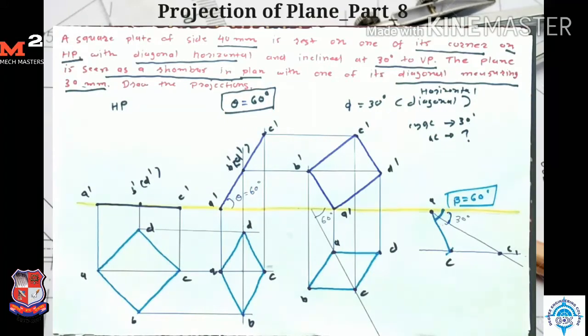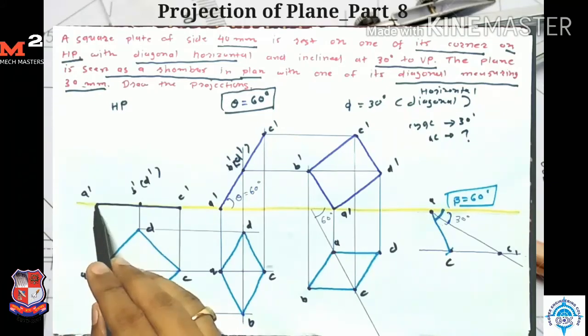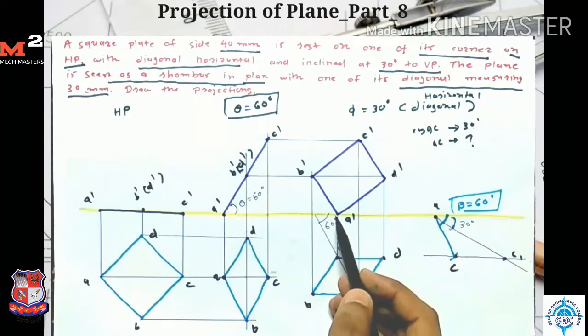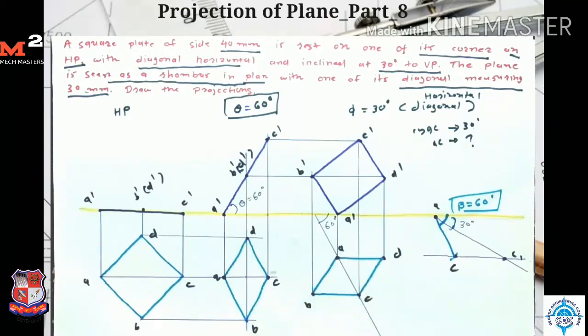Before ending, I just check that the plane is resting on a corner. So I check whether the point A is always on the reference line or not. Here in the first stage point A dash is on the reference line, in the second stage point A dash is on the reference line, and in the third stage point A dash is on the reference line. So here I complete this problem.